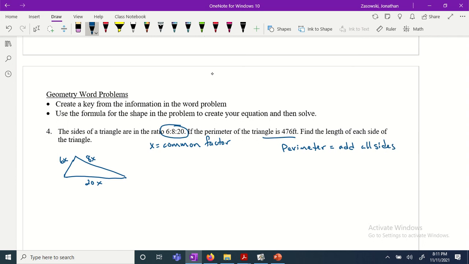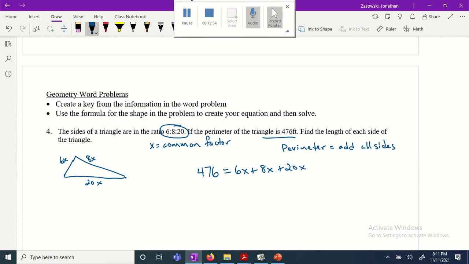So all we have to do is P equals, okay? And that's going to be add all sides. We already have that formula. So instead of putting P here, I'm going to put the 476, and it's equal to the 6x plus 8x plus 20x. And we solve just like we did above. Okay, let's see you guys solve this one.